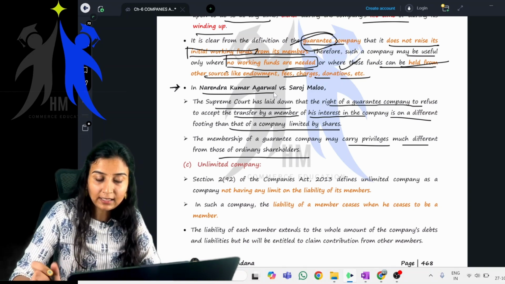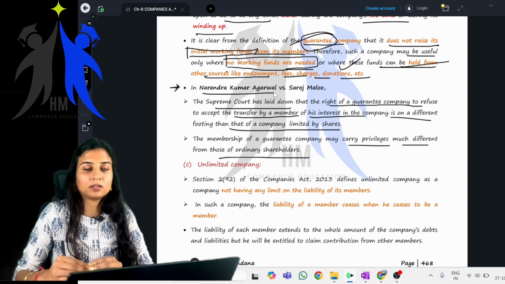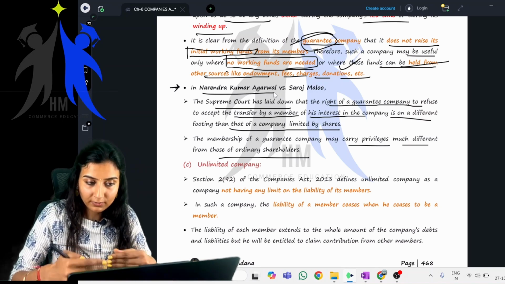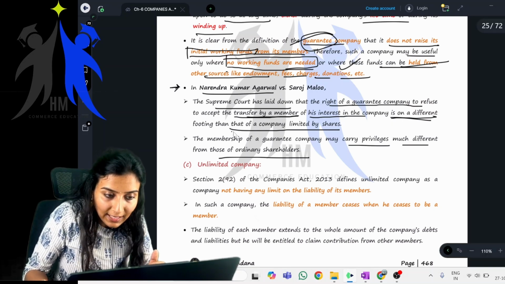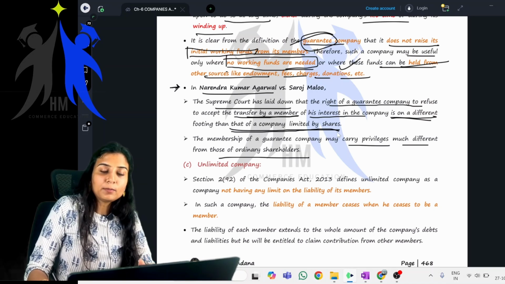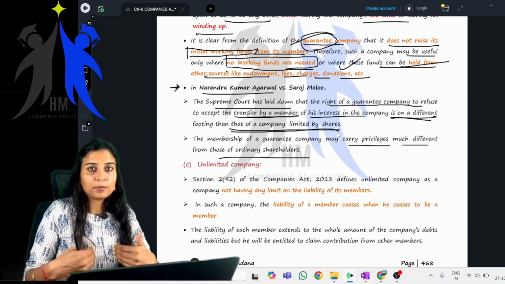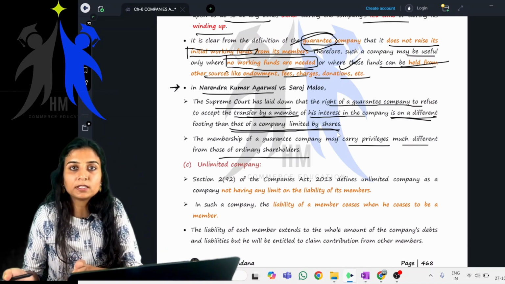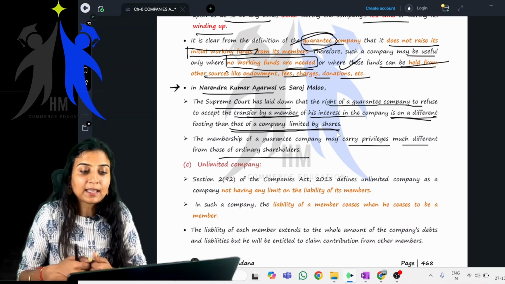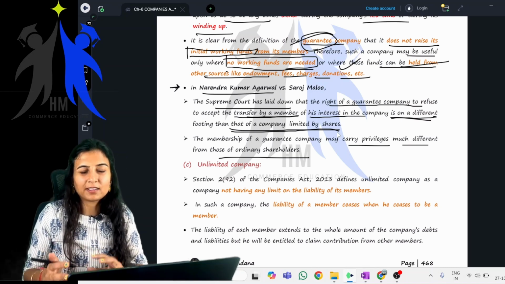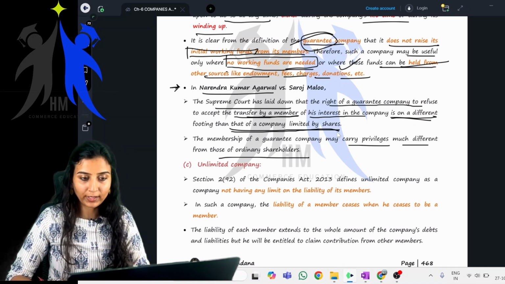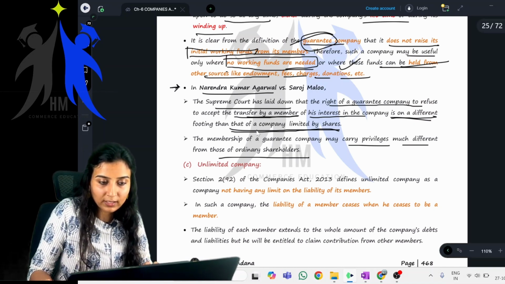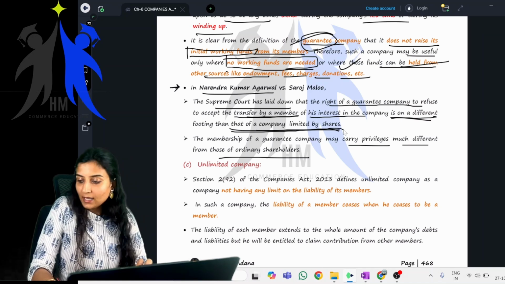Because it is telling that this company is not a company limited by shares. Here you can read that the right of a guarantee company to refuse to accept the transfer of a member of his interest is on a different footing than that of a company limited by shares. In a company limited by shares, yes, you can transfer. For example, today I am the shareholder, tomorrow some other person can be a shareholder. But in case of guarantee company, it's not like that. So it is different. You don't have this in your syllabus, don't worry. They're just telling it is on a different note when compared to a company limited by shares.